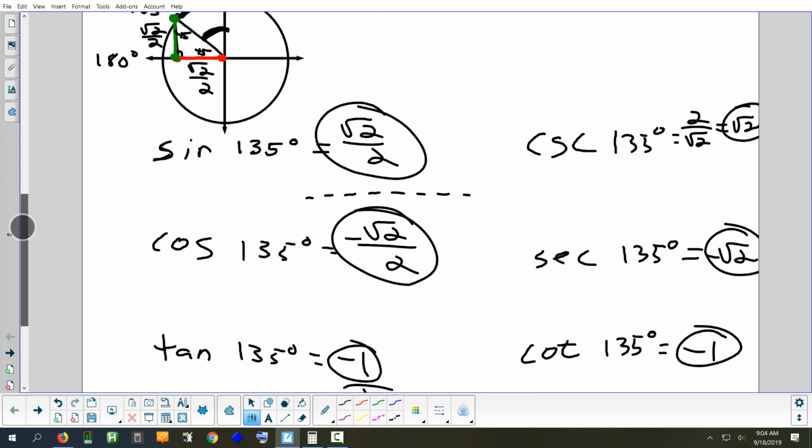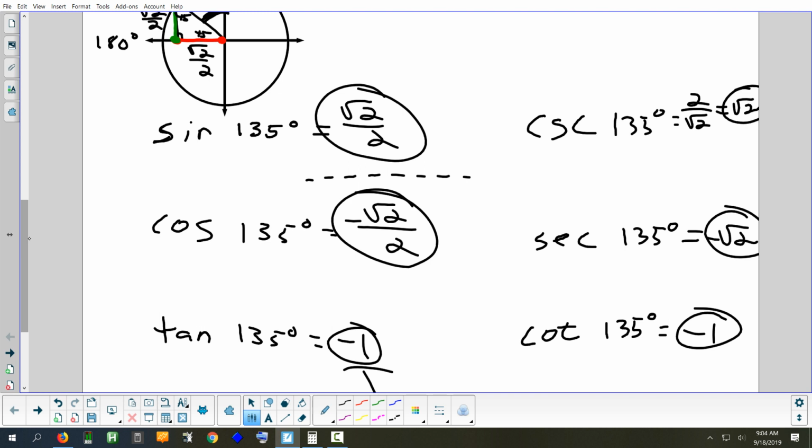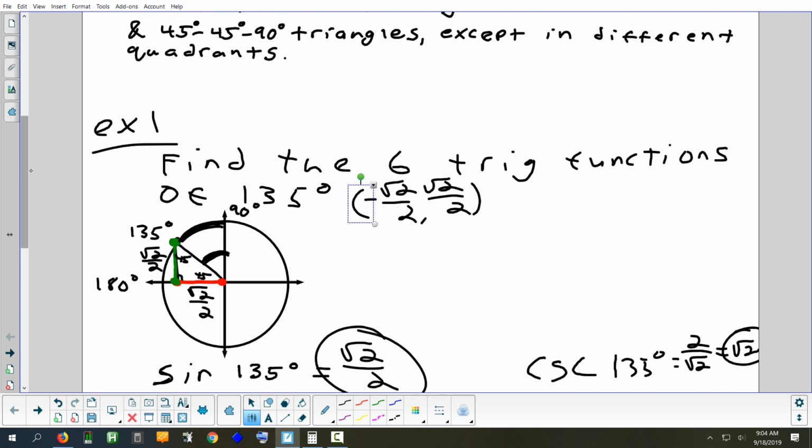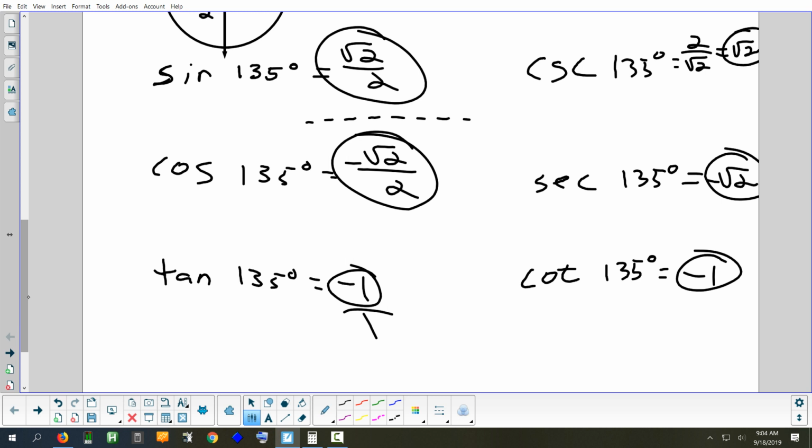So again, this setup would be 6 different problems on the test, where you give me the coordinate, and then I would ask you for one of the 6. And that's how the rest of the parts are going to be set up, just 1 per problem. Any question on that?